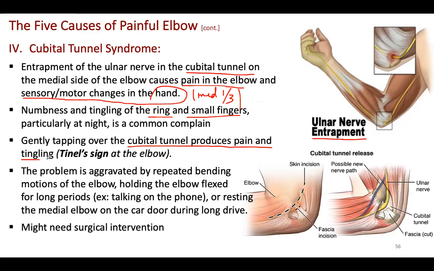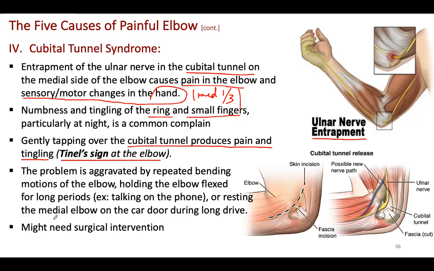So if you're able to reproduce the symptoms by tapping on the ulnar nerve behind the medial epicondyle, this is a positive Tinel's sign at the elbow. We have Tinel's sign at the elbow, and we have the same test done for carpal tunnel by tapping over the flexor retinaculum at the wrist, as we're going to see in a few minutes.